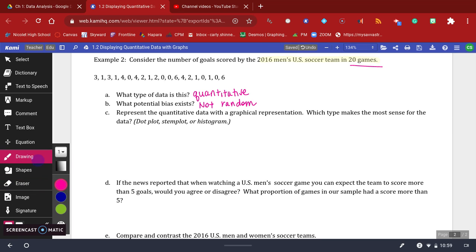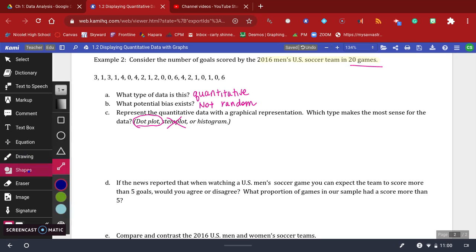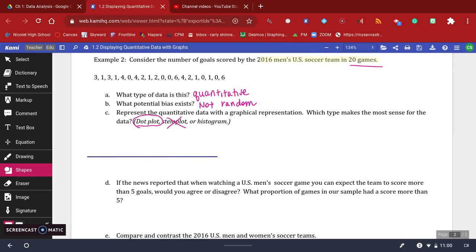So let's represent the quantitative data with a graphical representation. So which makes the most sense? Now I'm going to pick a dot plot just because the stem plot really doesn't make sense with this data. It looks like all of the men's data is in the 1 digits, no 2-digit numbers. So why would we use stems? And then histograms are fine, but again, I kind of reserve those for when I have a lot of data points. So we only have 20. We can do that by hand.